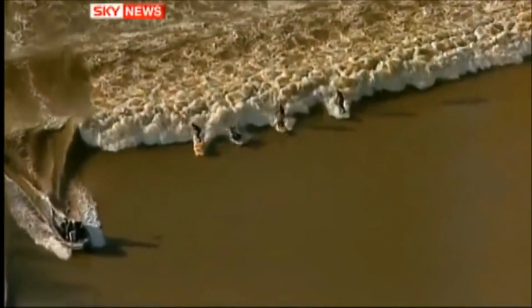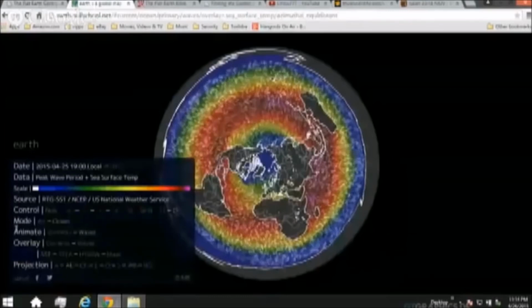as you see here, I'm showing you this. This is the weather patterns over the Earth.